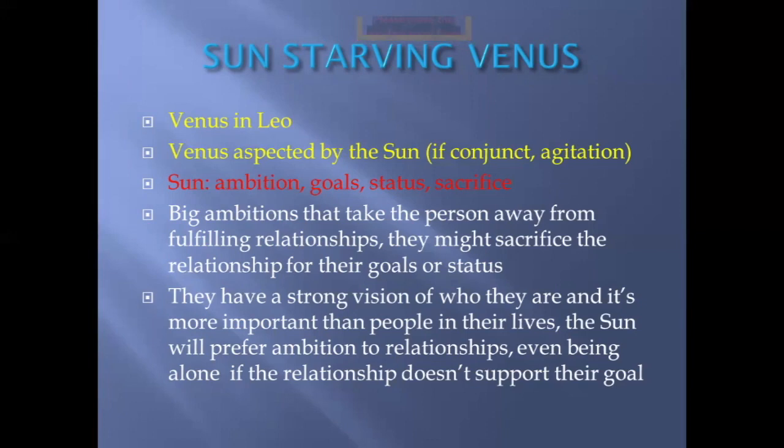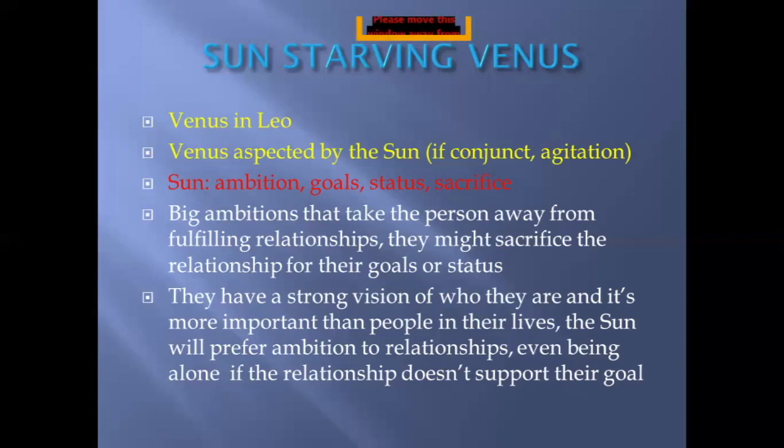Okay, so what happens with this combination is that people could have very big ambitions, and those ambitions would take them away from fulfilling relationships, as they might sacrifice the relationship for their goals or their status. They will give a lot more importance to that goal and that ambition that they're after. And that ambition would be the sun instead of the relationship that they're in.